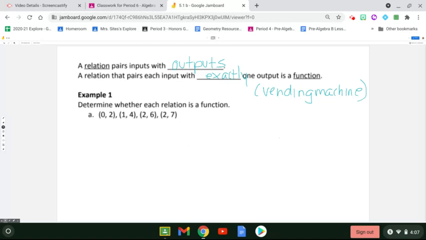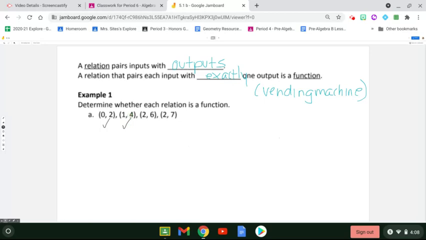So when we look at the situation here, the x's in our case are our input, okay? So we have 0, 1, 2, and then we have another 2, okay? So when I look at this, I know the 0 has an output of 2, okay? So that input of 0 has an output of 2, so that's okay. All right, the input of 1 has an output of 4, and that passes the test.